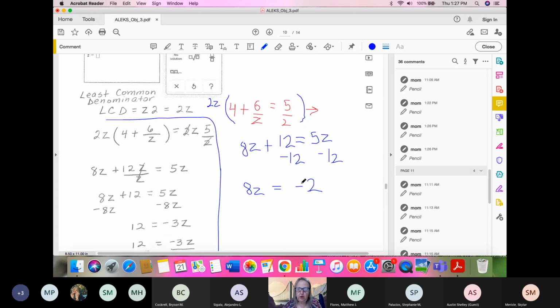So we're going to subtract 12 from both sides. So let me get rid of this. The 8z will stay, and on this side, we are going to have 5z minus 12.